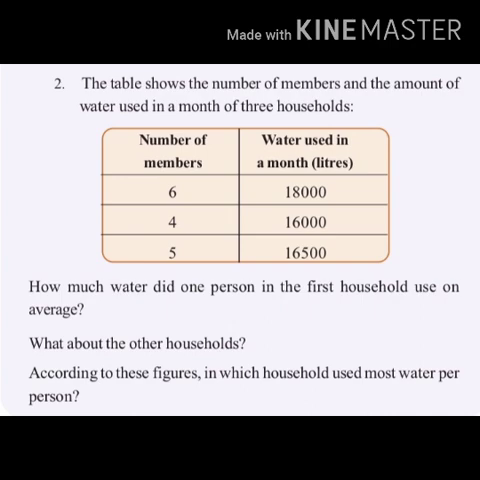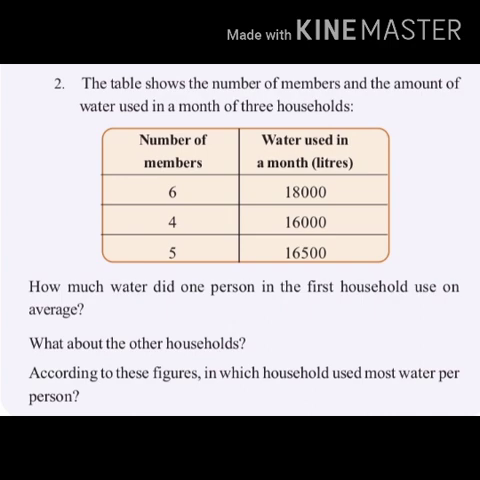Just check that. Next is, what about the other households? So we want to find how much water one person used in the remaining households. The second is 6,000 liters. 6,000 liters divided by 4, that is 4,000. And what about the next, third household?